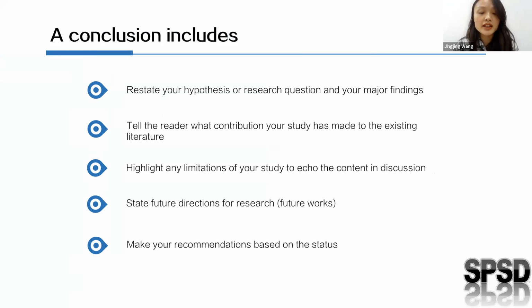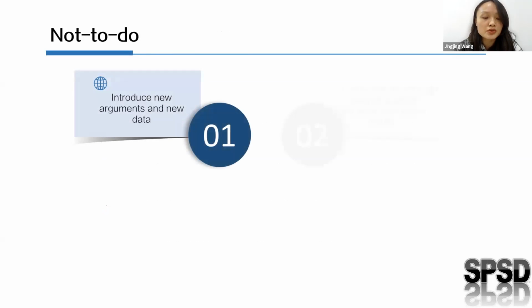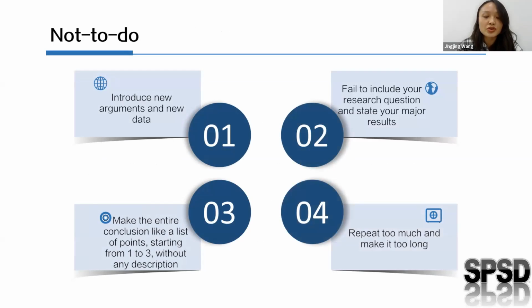This part is related to the last point. That is, you can state the future direction of your research. That is what we call future work. And the sixth point is you can make your recommendations based on what you have studied so far. Besides, you also have some not-to-dos in your conclusions, like introducing new arguments, introducing new data, or failing to include your research question.